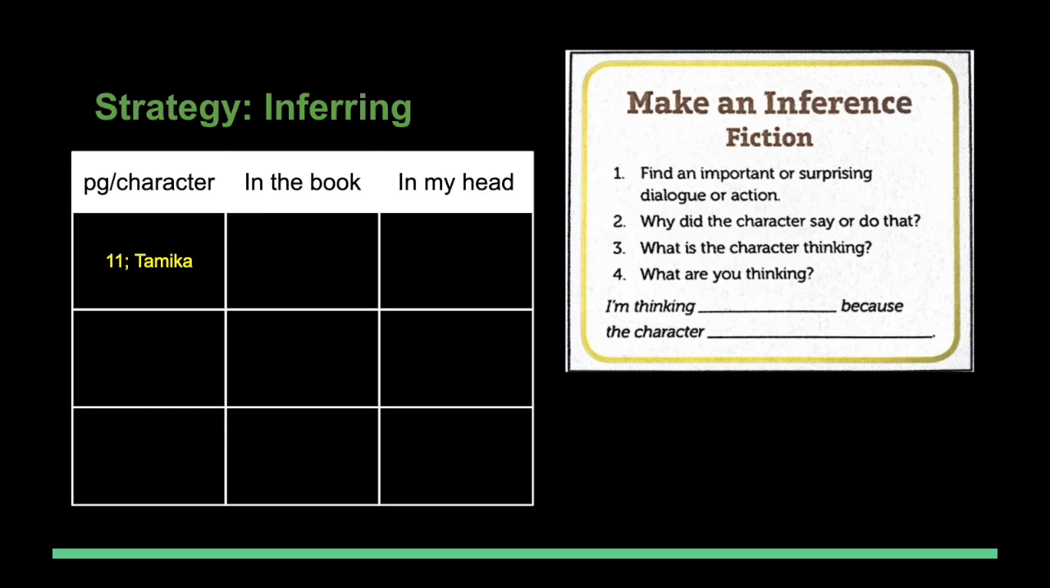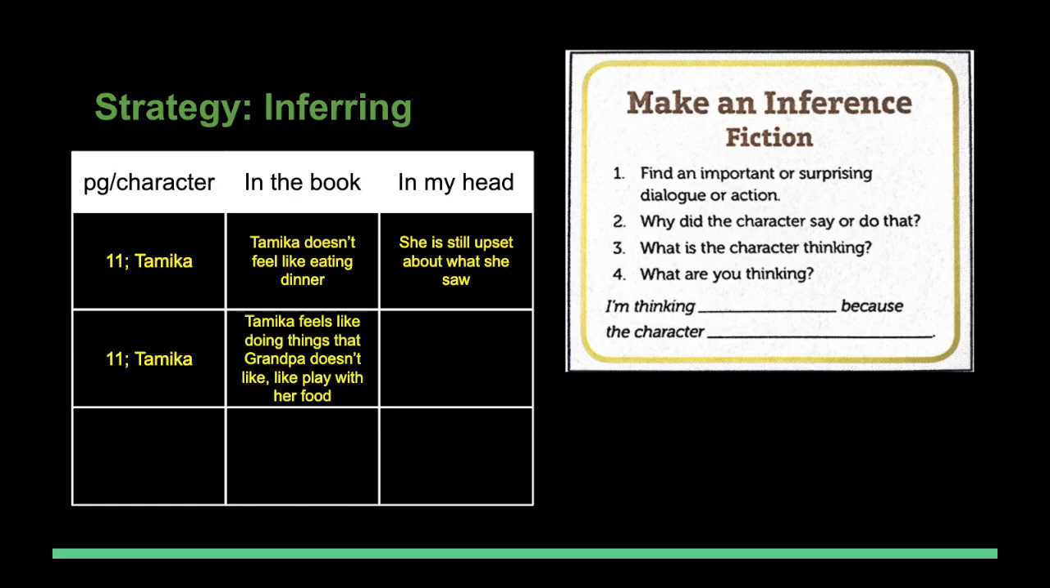So the first person you might be thinking about is Tamika. And in the book, it says she doesn't feel like eating dinner. So I can infer that she's still upset about what she saw Grandpa doing. Another thing that Tamika is doing in these two pages is it says that she feels like doing things that Grandpa doesn't like, so she starts playing with her food. And I can infer that she wants to make him feel as badly as she does.